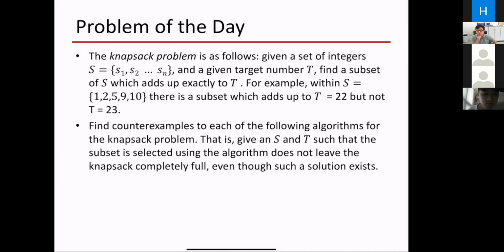Find the counterexample to each of the following algorithms for the knapsack problem. That is, given S, the set of values, and T, such that the subset is selected using the algorithm, it does not leave the knapsack completely full, even though such a solution exists. Okay, so your problem is, I have a set of integers and my target number. How can you make 22 quickly and correctly? Does everybody understand?